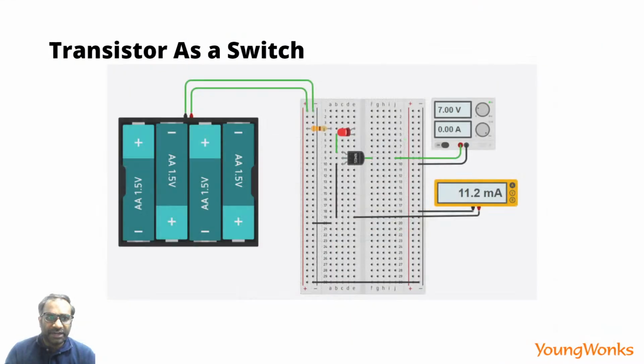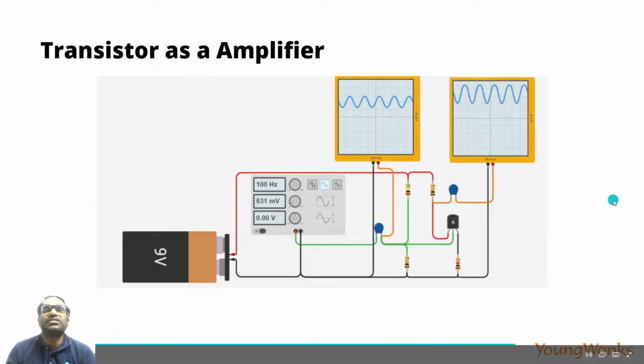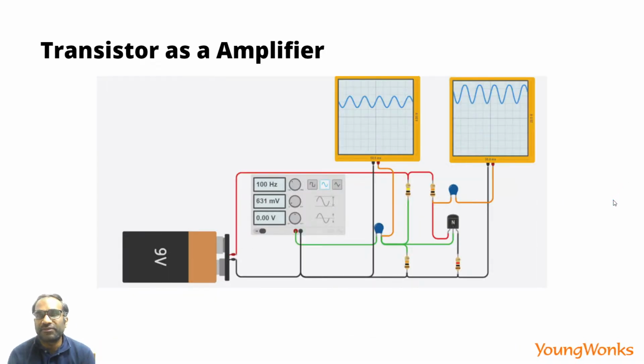Now, coming back to the second application that we had talked about, the transistor as an amplifier. It amplifies signals that are applied to it, and the circuit here is a little more complex, so we don't really need to get into the circuit. The focus of this podcast is for you to understand that a transistor can be used as an amplifier. And what is an amplifier?